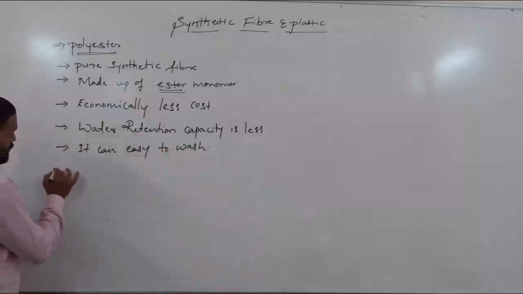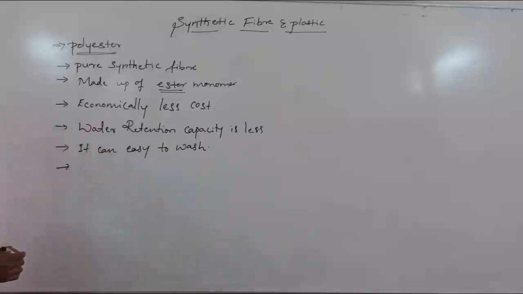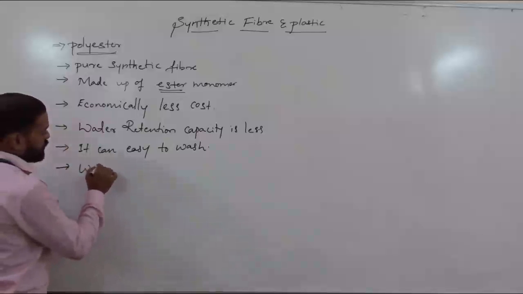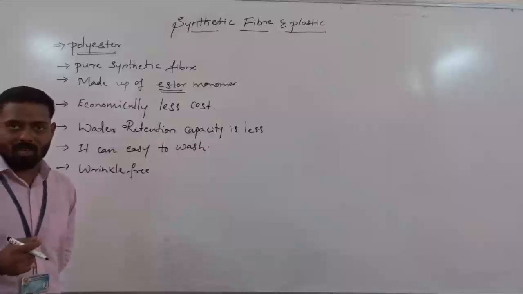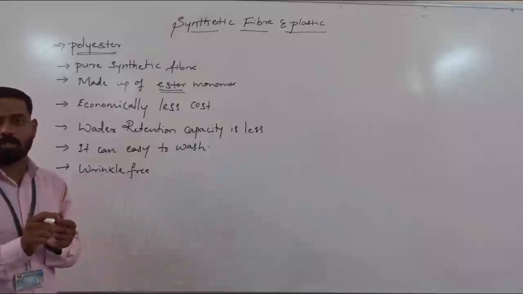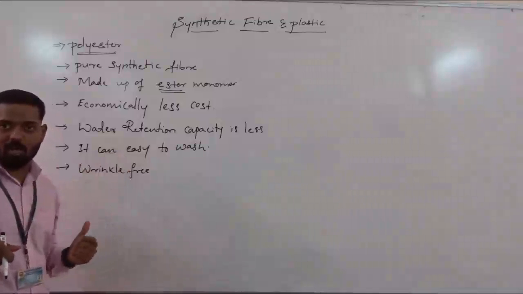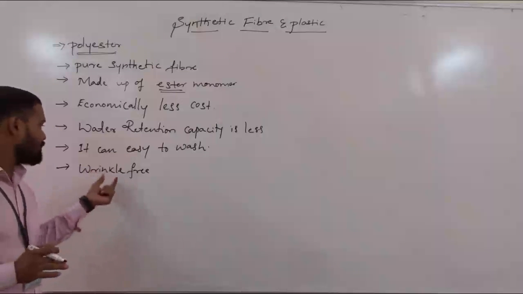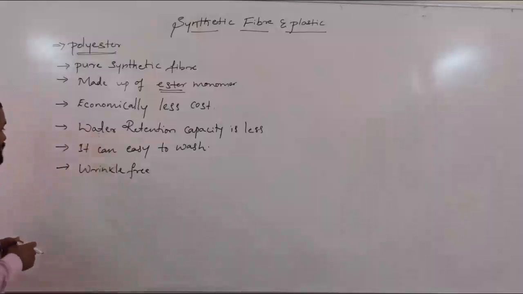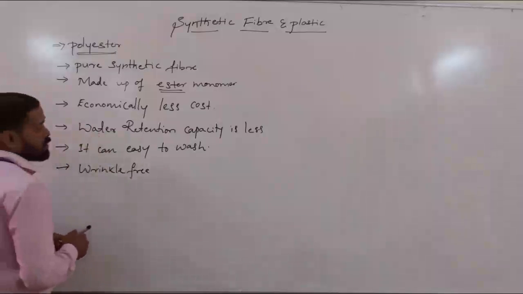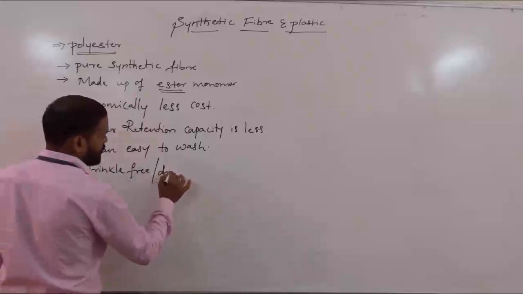And next, this polyester is also wrinkle free. That means once this polyester cloth is washed, it will not get crumpled like cotton cloths or woolen cloths when they are washed. Those cloths get crumpled, so you need to do ironing, but polyester cloths do not require it. Once it is washed, it will be wrinkle free. That is the advantage of polyester. Wrinkle free, and it also dries faster.